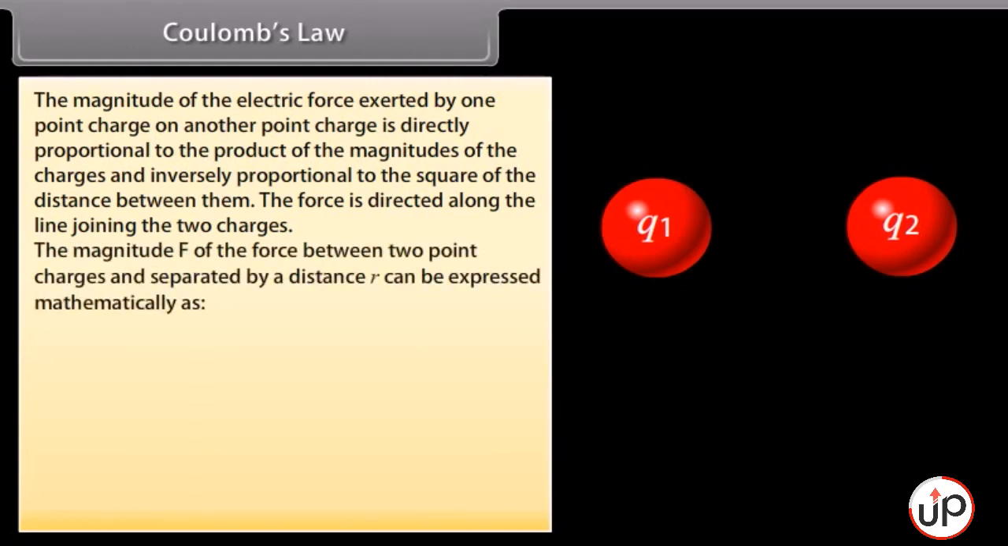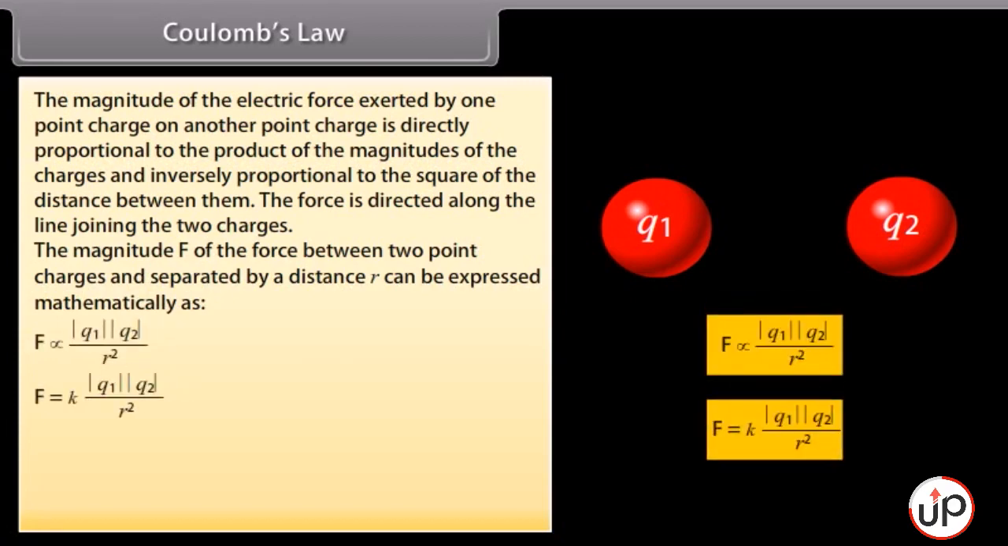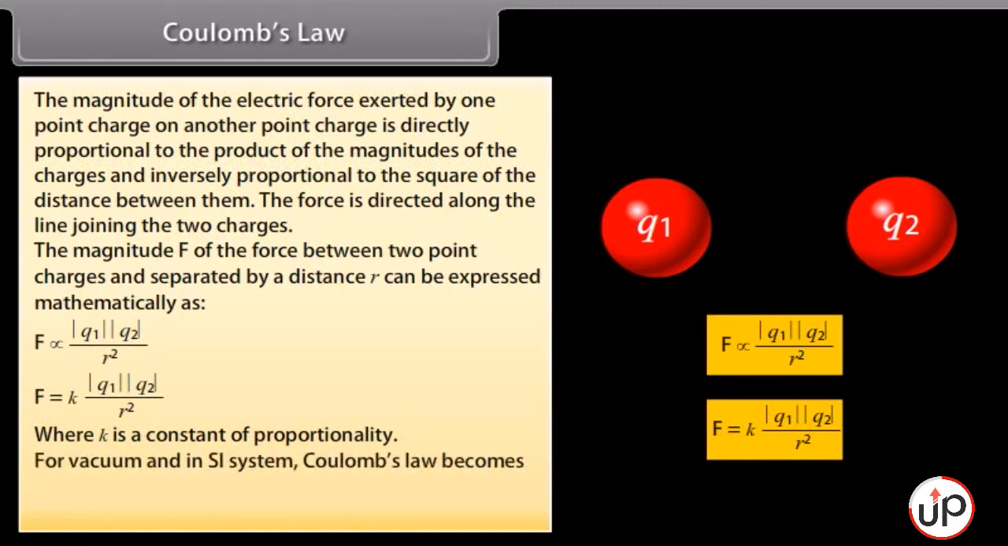The magnitude F of the force between two point charges q1 and q2 separated by a distance r can be expressed mathematically as F = k|q1||q2|/r². Here, k is a constant of proportionality. For vacuum and in SI system, Coulomb's law becomes F = (1/4πε₀)|q1||q2|/r².